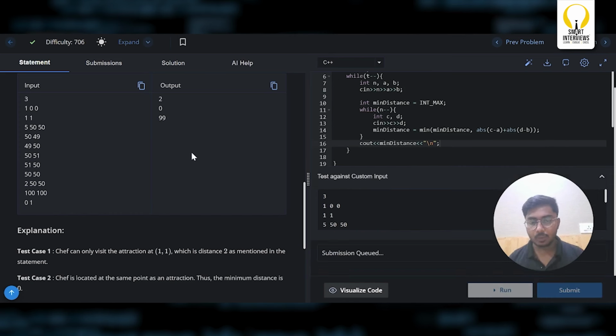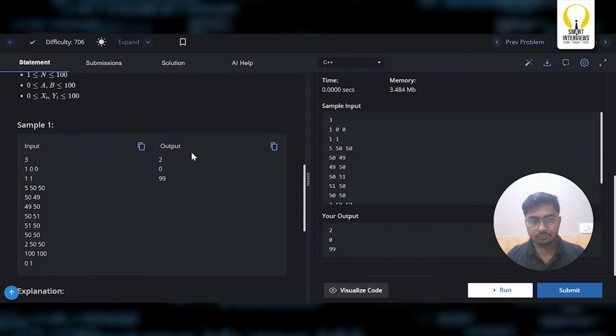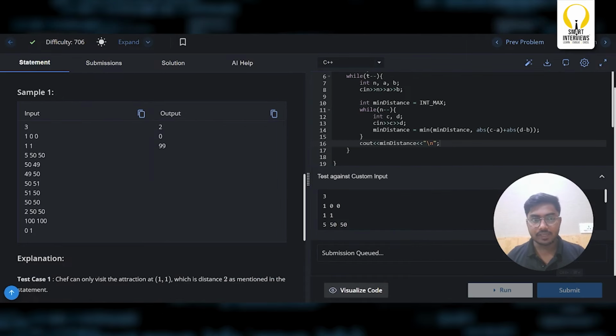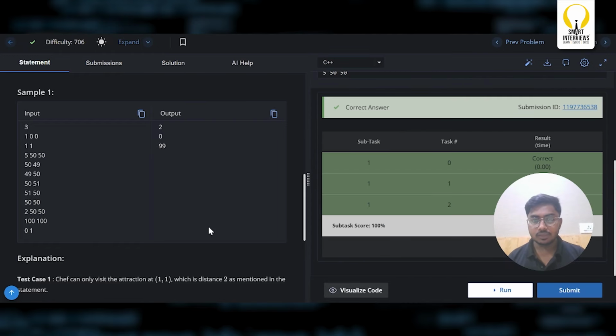Let's try to run our code once. We are getting the same output for the sample cases. Yeah, that's all for the first problem.